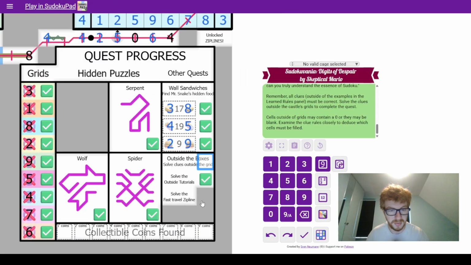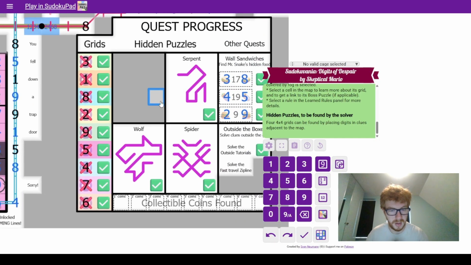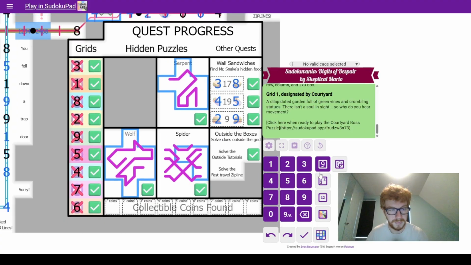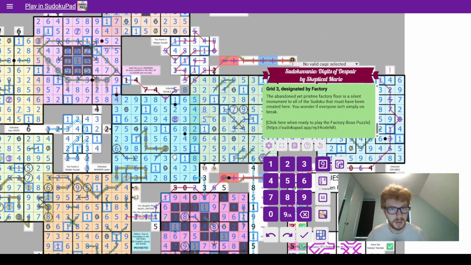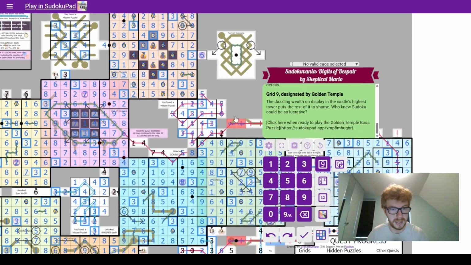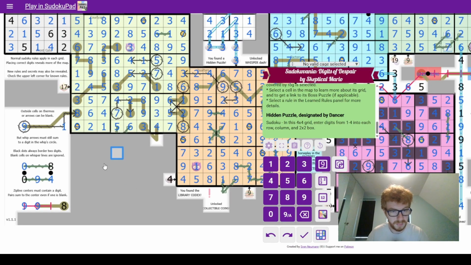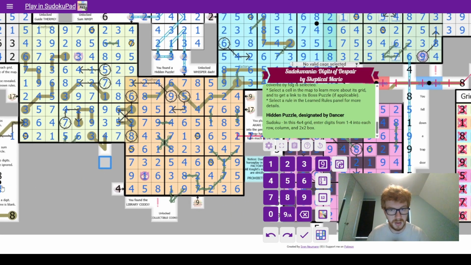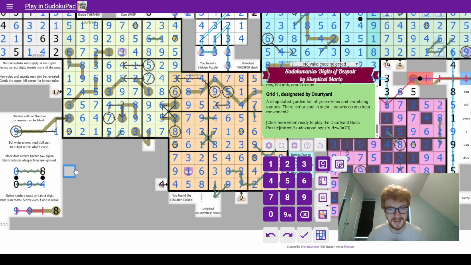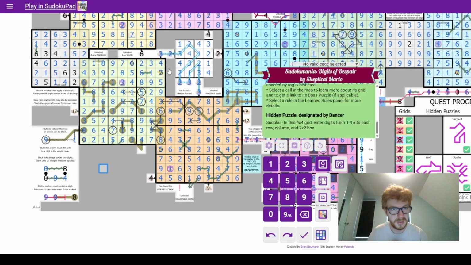Solve the fast travel zip line. Yes, I need to do that as well. There's another hidden puzzle that I've not seen yet. I did all the food. So I need to solve this, I think. But maybe I'll get more information later. I'm not sure, though. There's another hidden puzzle. Yes, okay. I don't know how to get it, but I'll see. We'll see.